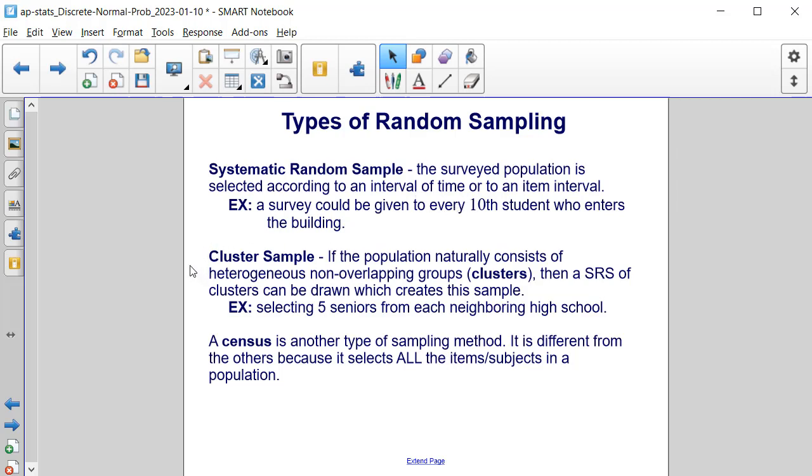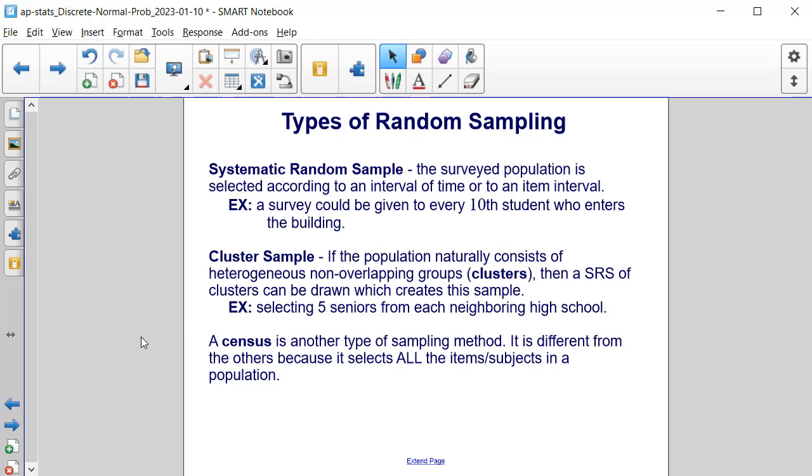Another one is called a cluster sample. This is if the population naturally consists of heterogeneous, non-overlapping groups or clusters. Then a simple random sample of clusters can be drawn, which creates this sample. So for example, selecting 5 seniors from each neighboring high school would be a cluster sample.